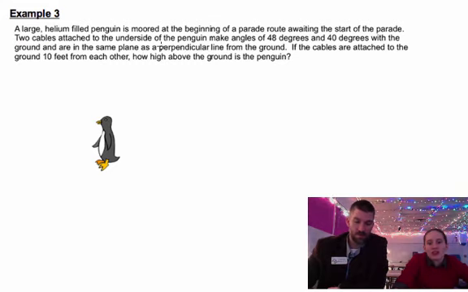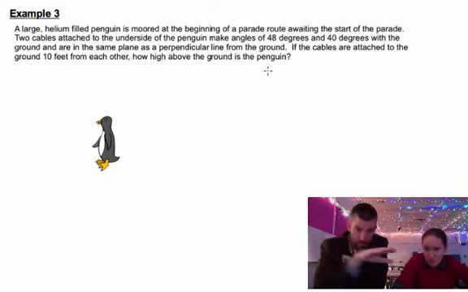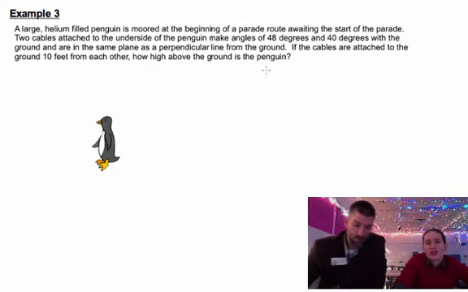Two cables attached to the underside of the penguin make angles of 48 degrees and 40 degrees with the ground and are in the same plane as a perpendicular line from the ground. If the cables are attached to the ground 10 feet from each other, how high above the ground is the penguin? So let's see if I can draw the picture.